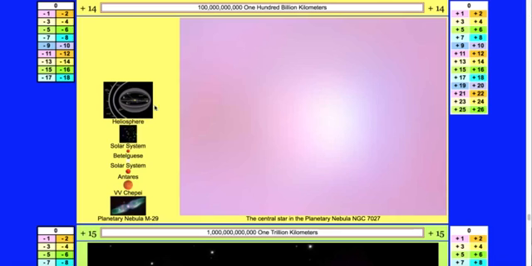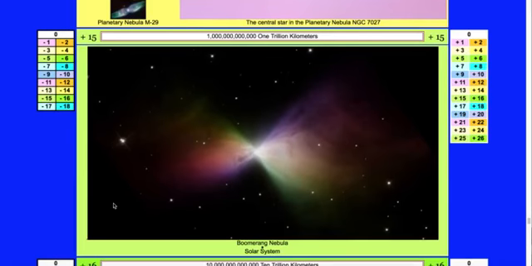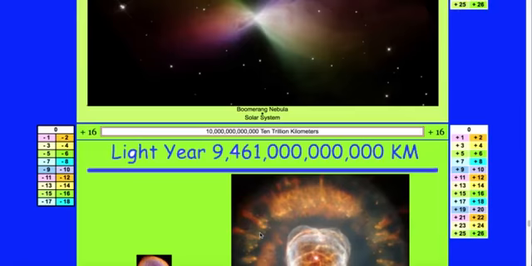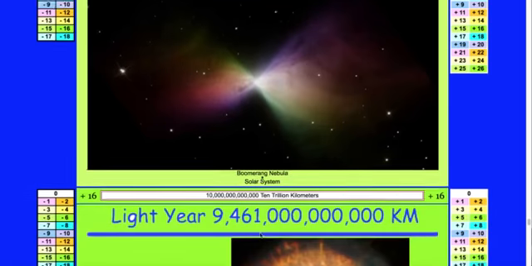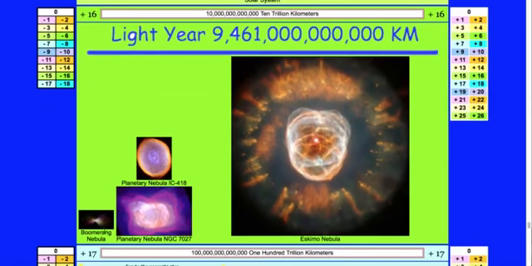Here's the heliosphere around the Earth in our solar system. And here's the nebula, that pretty nebula. That's how big it is. It's around the same size as our solar system. So here's the Boomerang Nebula. Here's our solar system next to the Boomerang Nebula. So here's the Boomerang Nebula, planetary nebula, this Eskimo Nebula.